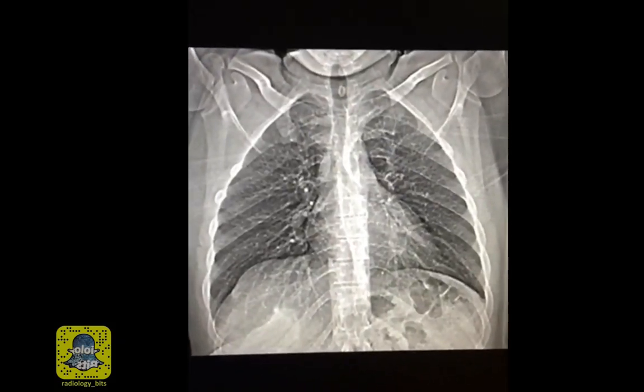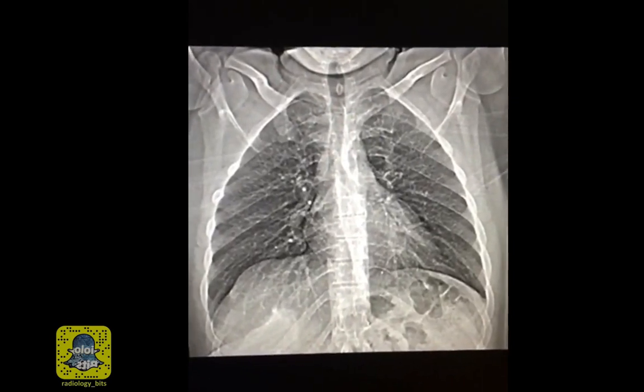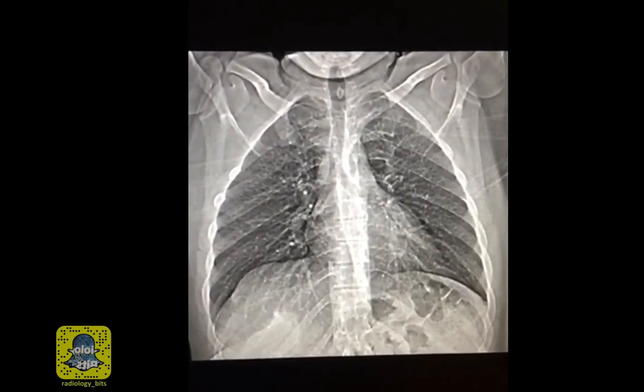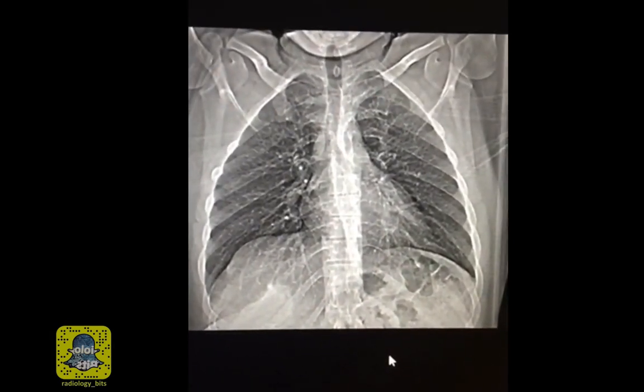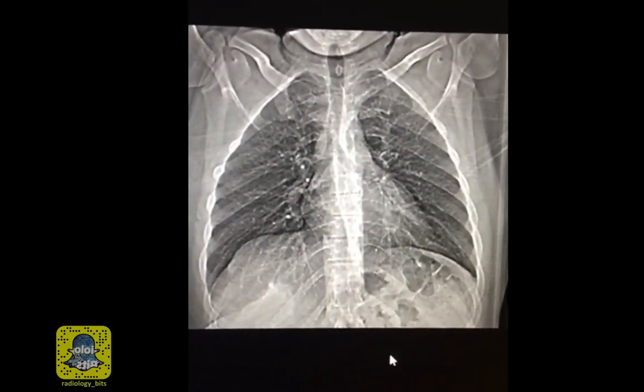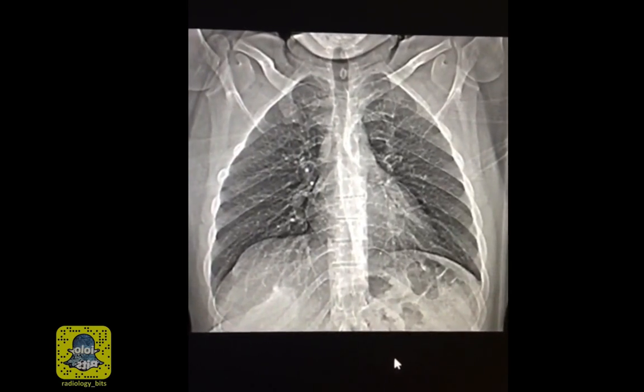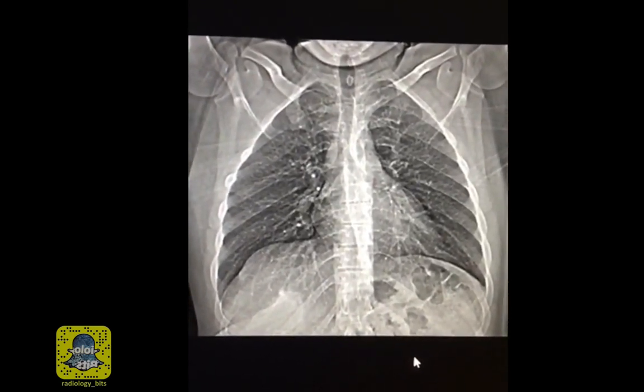Hi again. Here's a quick teaching case. This is a 30-year-old male patient who presented with fever. This is not a dedicated chest x-ray. This is an image from a CT scan, and this is how a CT scan starts.